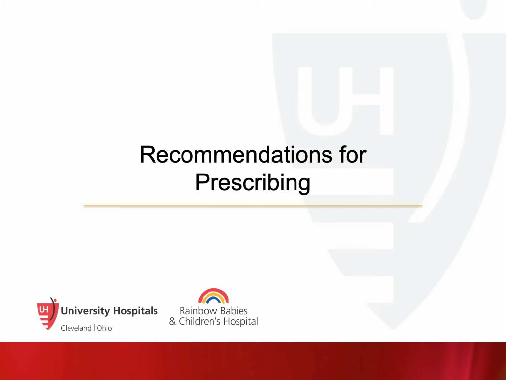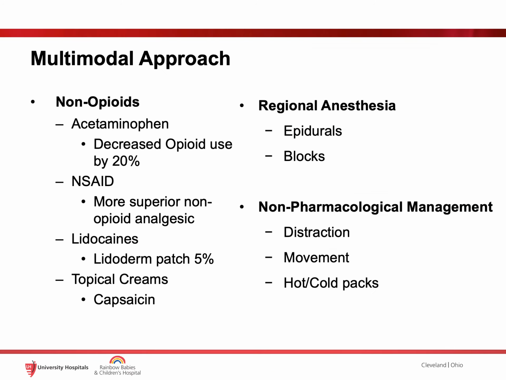So our recommendations for prescribing from the Pediatric Pain Service: we like to use a multimodal approach. So we're always going to use non-opioids. There's Tylenol, which a lot of people are kind of like, it's Tylenol, it doesn't do anything. Tylenol can actually decrease your opioid use by about 20%, so it does something. And then an NSAID is said to be a more superior non-opioid analgesic over Tylenol, but again, don't discount Tylenol.